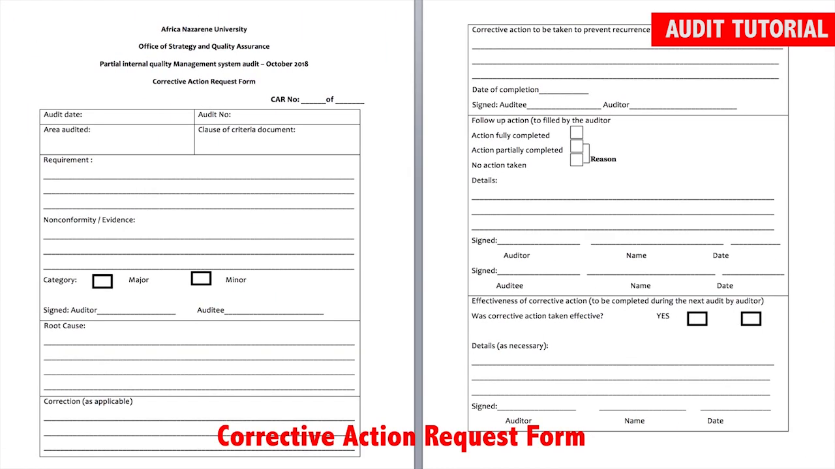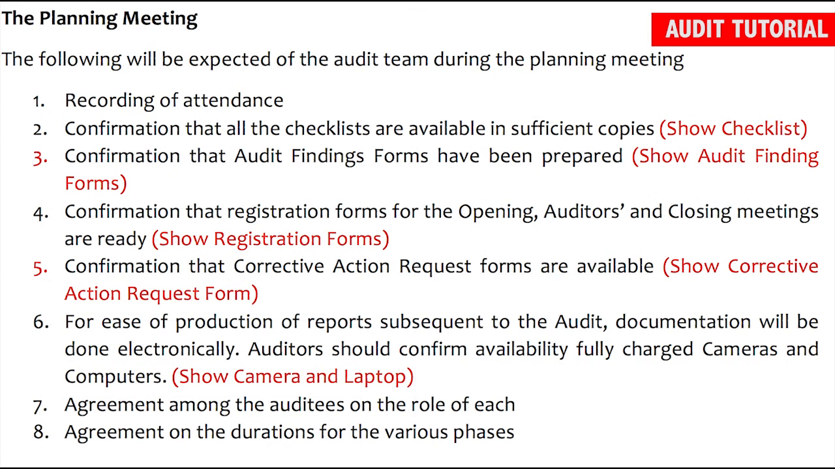Further to that, we'll expect confirmation of the corrective action request forms. The auditors will need to confirm that they have the corrective action request forms, which look like this. It is a form that I will explain how it's utilized in a short while. So we need to confirm that those forms are available during the planning meeting.